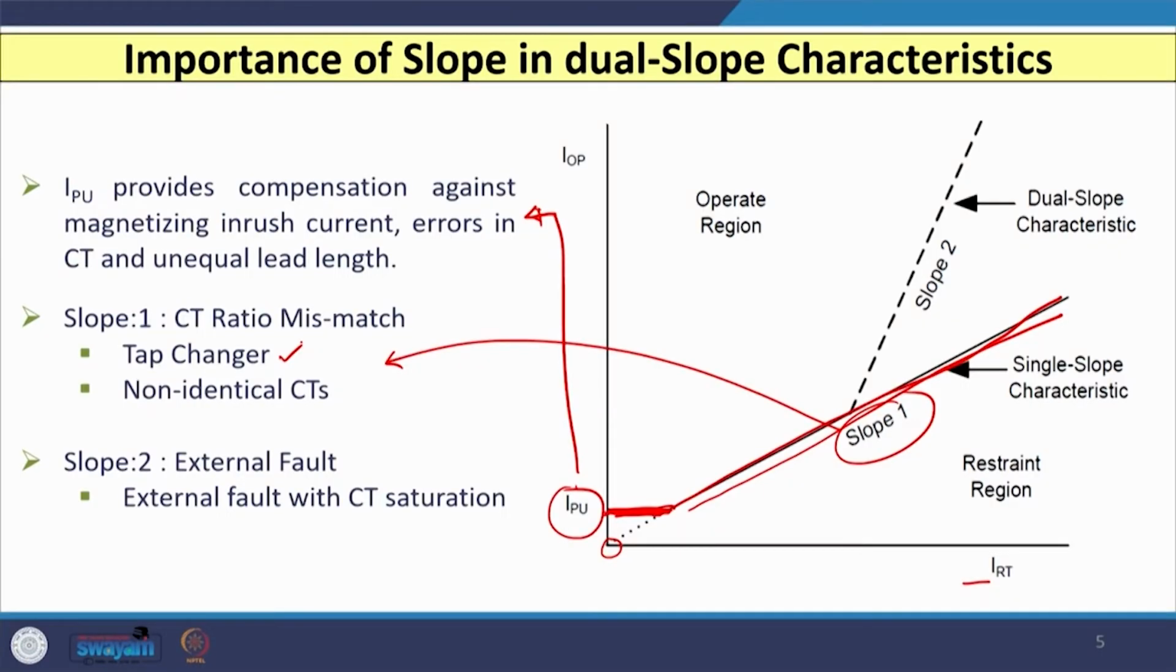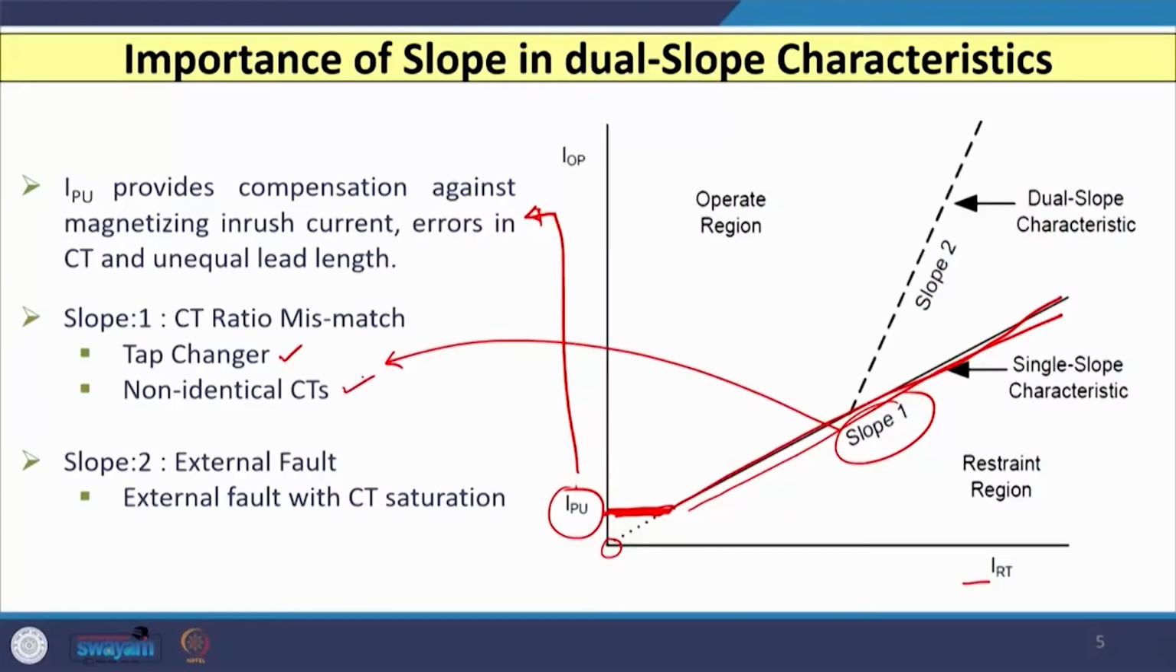If there is a tap changing mechanism or tappings are provided, and if your transformer is on other than the nominal or fixed tap, then those things are also compensated using slope 1. And if any non-idealities exist between the two CTs, like CT saturation characteristic, that can also be compensated using slope 1.